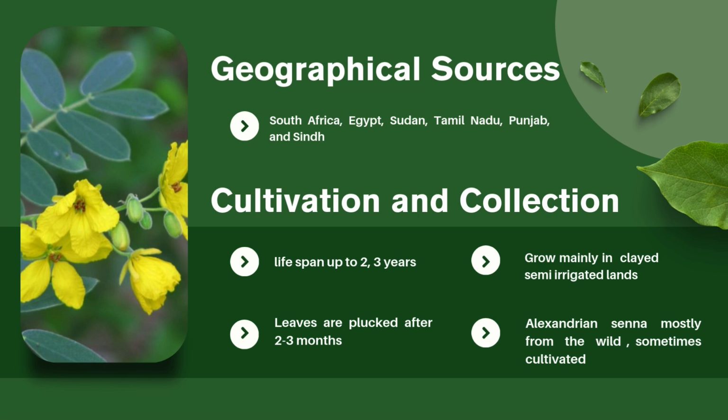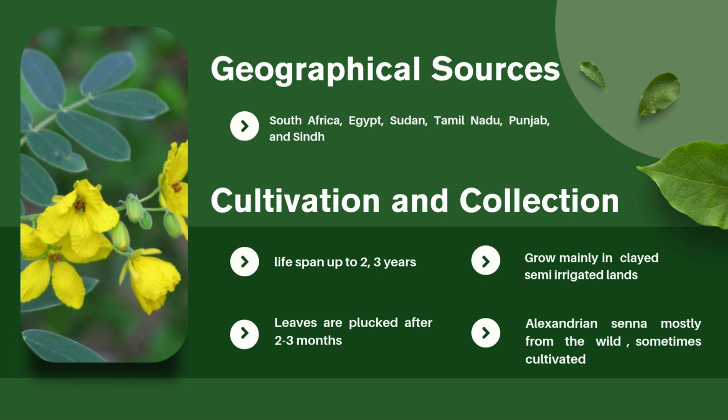SENNA is geographically widespread, growing in both arid and semi-arid climates. Its main sources include the African continent, specifically South Africa, Egypt, and Sudan. In India, SENNA is predominantly cultivated in Tamil Nadu, Punjab, and parts of the Sindh region. The plant's lifespan ranges from 2 to 3 years. It prefers clayey, semi-irrigated soil, thriving where water retention and drainage are balanced.